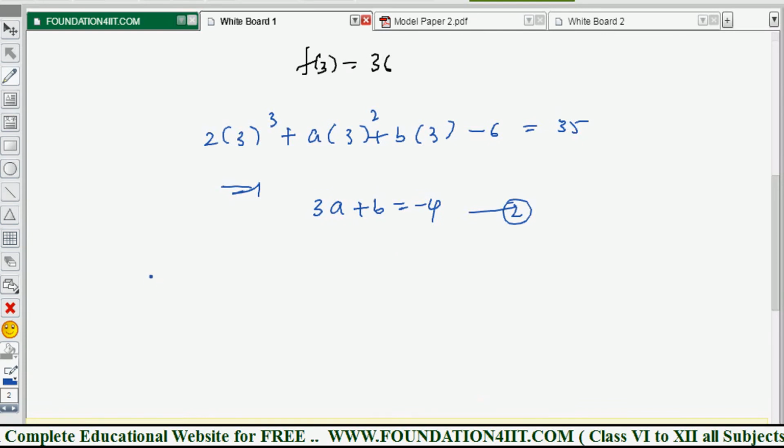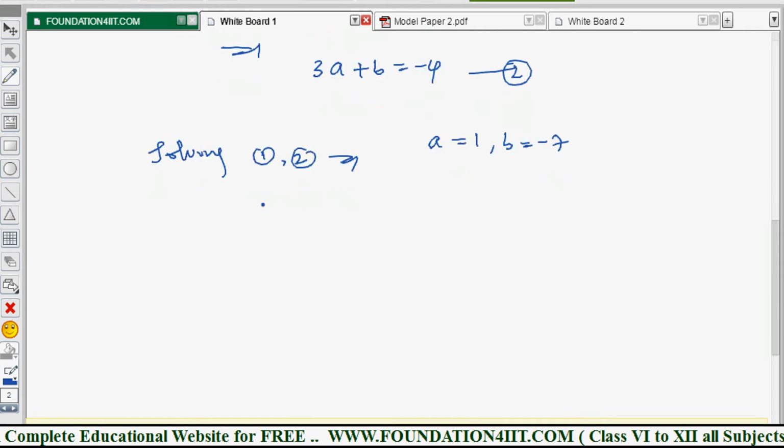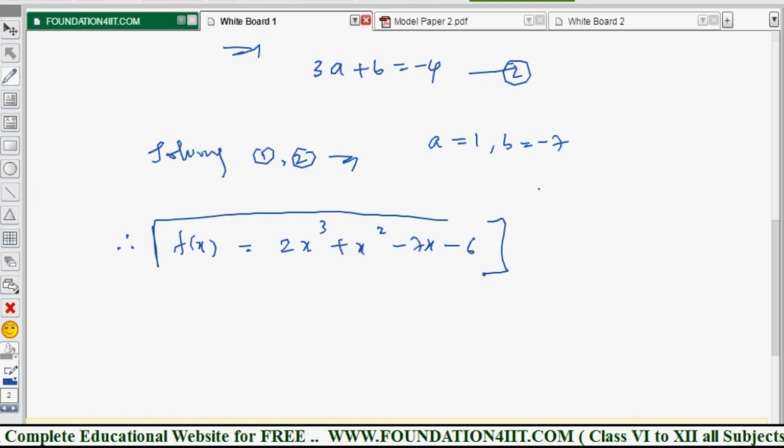2a plus b is minus 5, 3a plus b is minus 4. By solving both equations 1 and 2, we eliminate b and get a is equal to 1 and b is equal to minus 7. Therefore f of x is equal to 2x cube plus x square minus 7x minus 6. This is the function now, using a is equal to 1 and b is equal to minus 7.